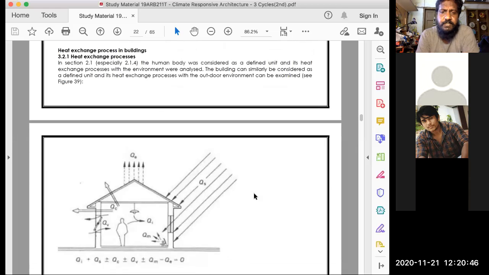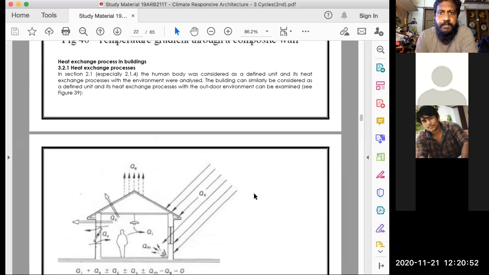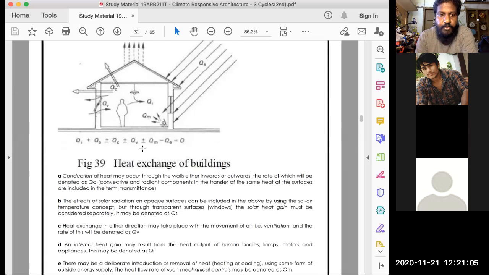Heat exchange process in a building. Here, it is about how the thermal temperature from outside hits the building envelope, which is the roof and the walls, and is partially taken to the floor also.